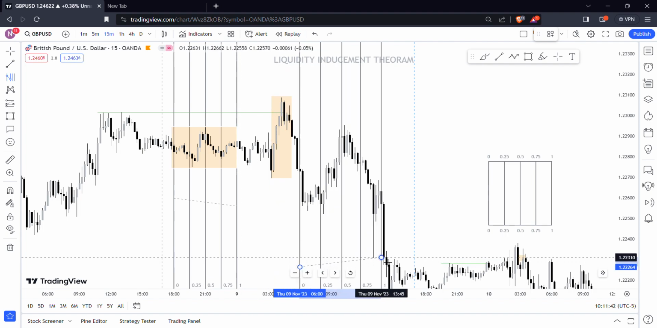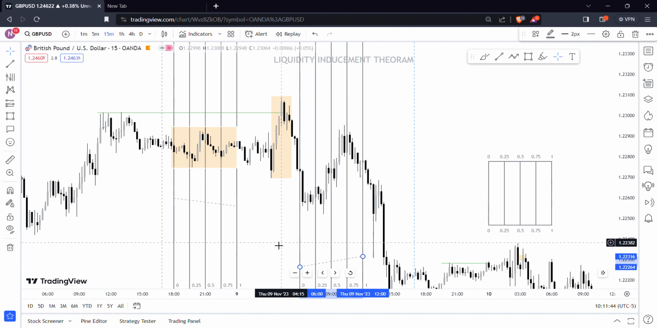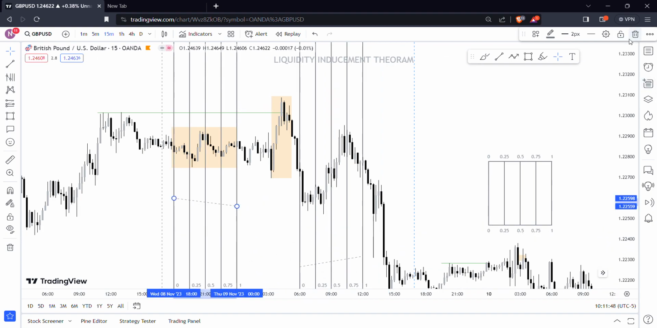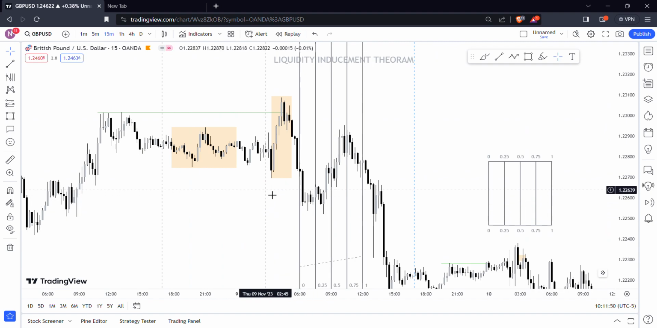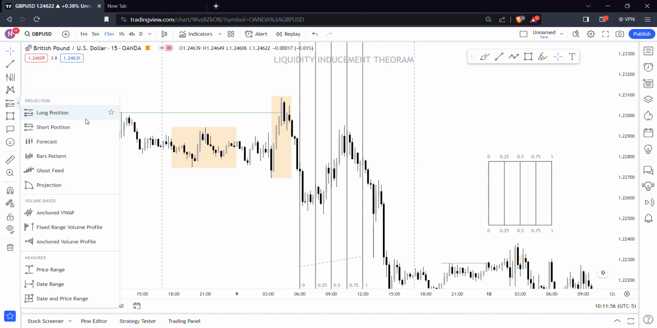From 6, Q3 starts and it ends at 12. See here, if you can clearly follow the order flow of the market, you can take a buy here.